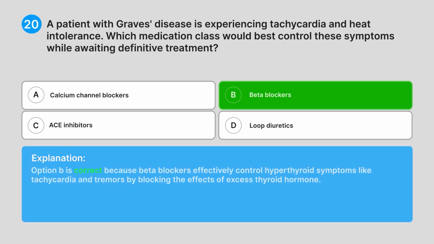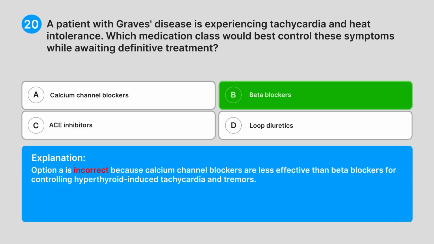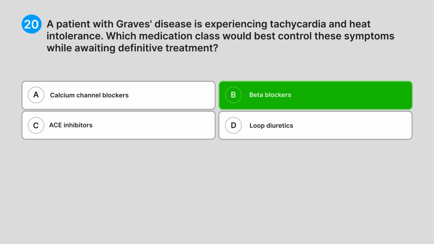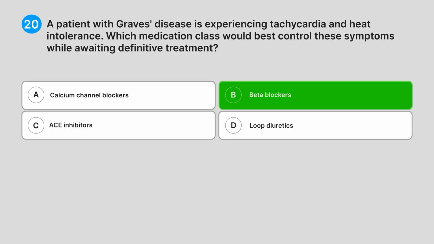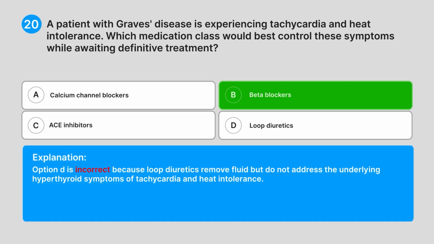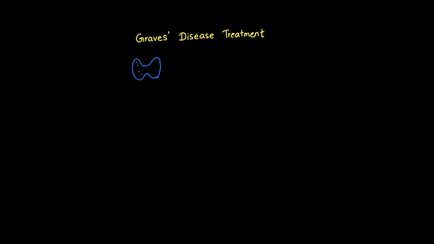Option A is incorrect because calcium channel blockers are less effective than beta blockers for controlling hyperthyroid-induced tachycardia and tremors. Option C is incorrect because ACE inhibitors affect blood pressure through the renin-angiotensin system, not thyroid-related cardiac symptoms. Option D is incorrect because loop diuretics remove fluid but do not address the underlying hyperthyroid symptoms of tachycardia and heat intolerance.